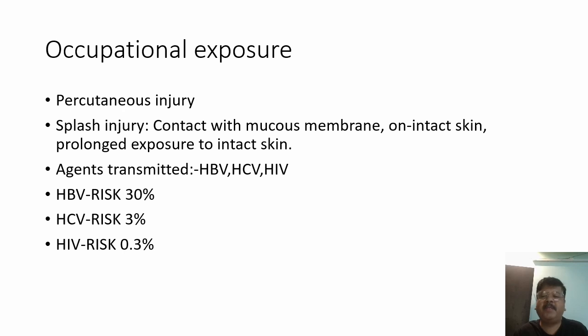So what do you mean by occupational exposure? Percutaneous injury or splash injury, contact with the mucous membrane or non-intact skin, or prolonged exposure to intact skin. The agents transmitted are hepatitis B virus, hepatitis C virus, and HIV. The risk of transmission is 30% for hepatitis B. For HCV, it is 3%, and for HIV, the risk of transmission is 0.3%.